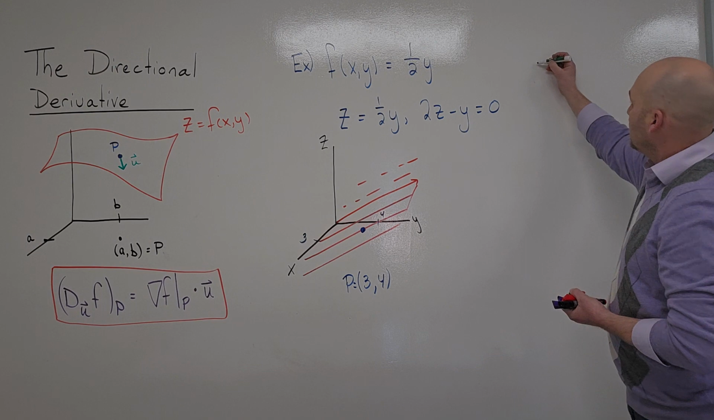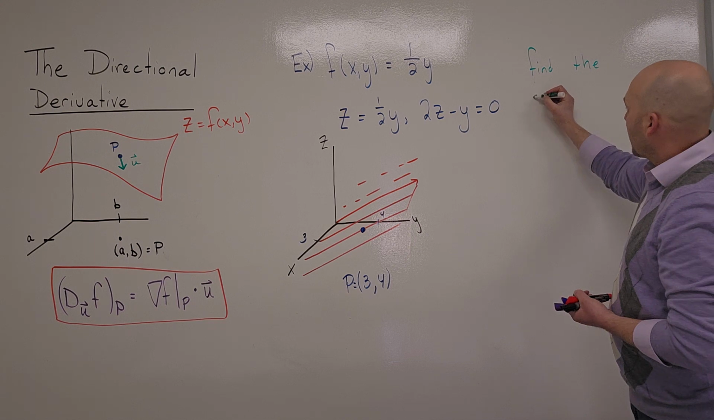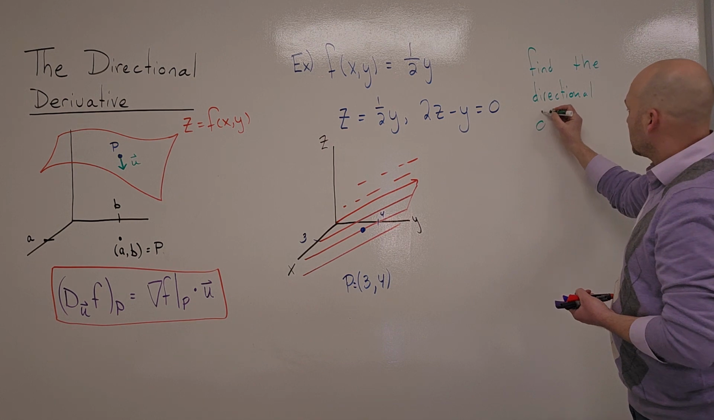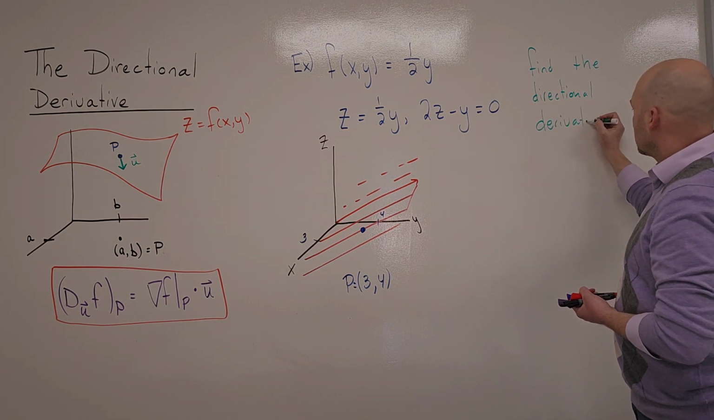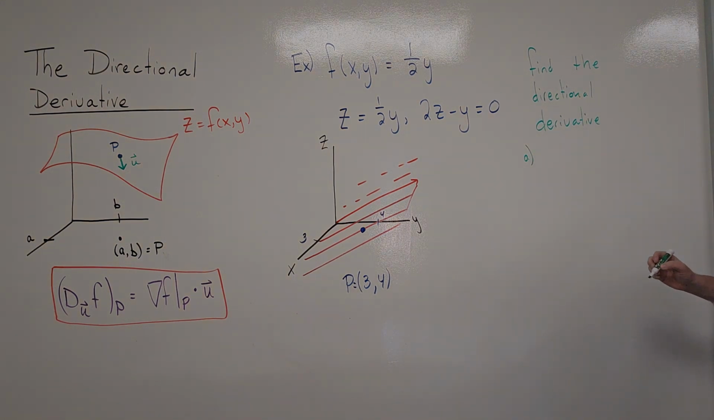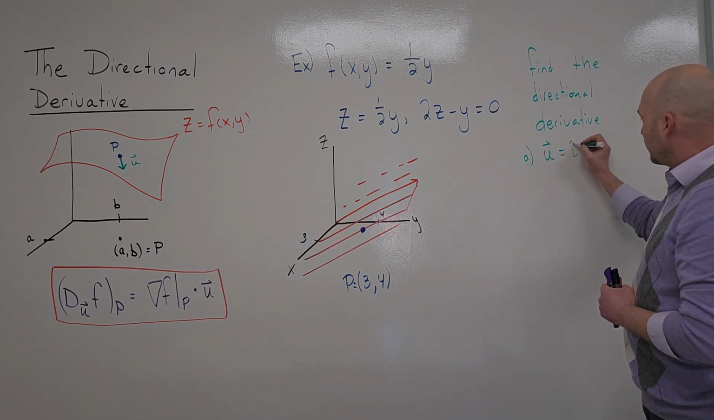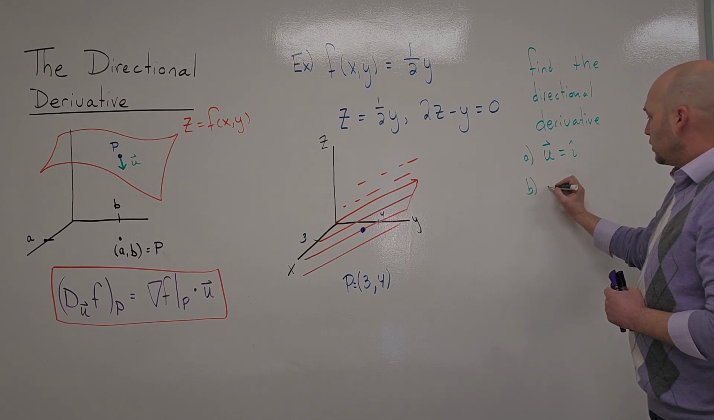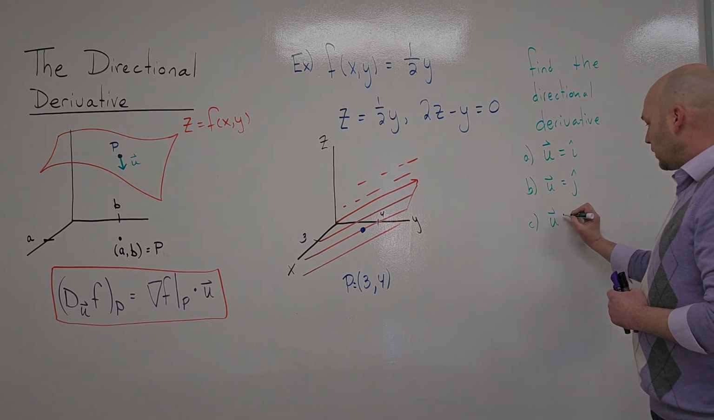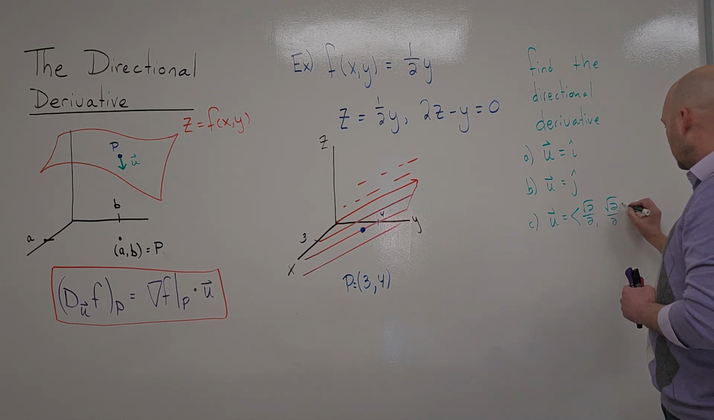For part A, let's say find the directional derivative at that point using the following unit vectors. For A, the unit vector is going to be i. For B, the unit vector is going to be j. For C, the unit vector is given by root 2 over 2, root 2 over 2.